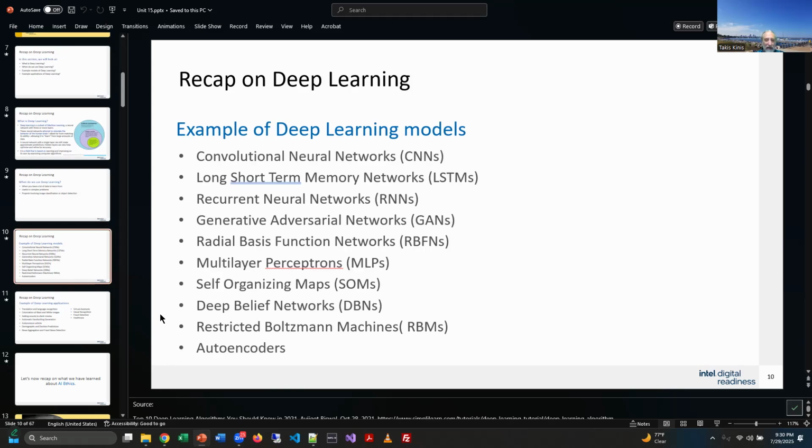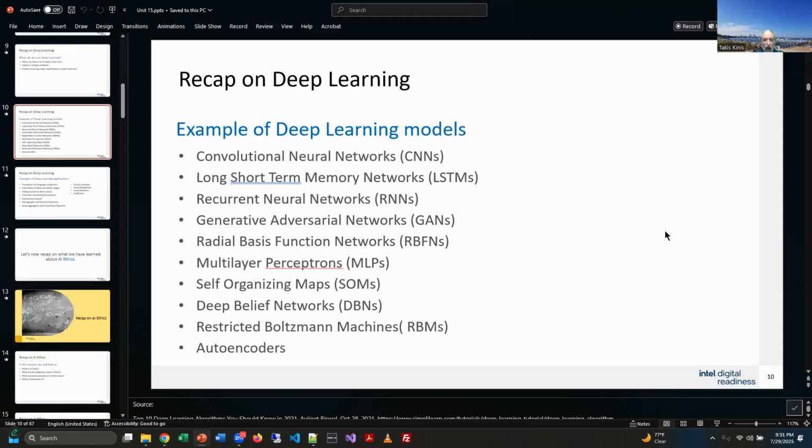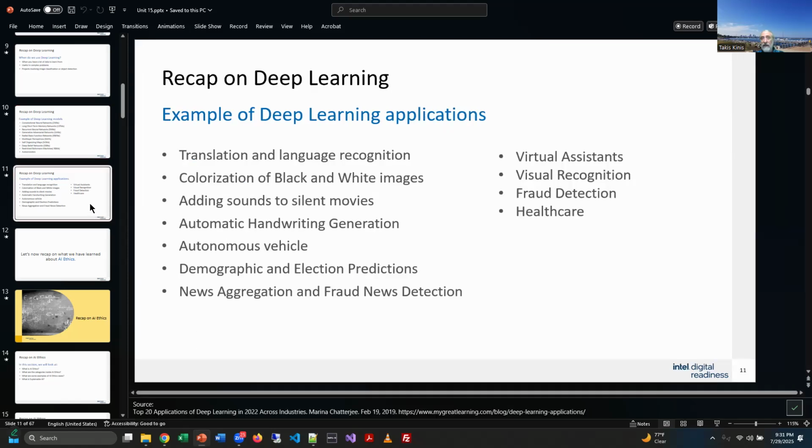Examples of deep learning models, and I don't know if you remember, we did work with some of these, and some of them we just talked about. So convolutional neural networks, the LSTMs, RNNs, the GANs, the RBFNs, multi-layer perceptrons, self-organizing maps, and some of these we didn't touch, but we did talk about all of them, if only briefly, but some we did spend quite a bit of time on. Examples of deep learning applications: language translation.